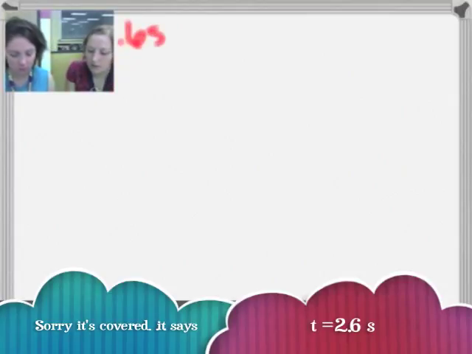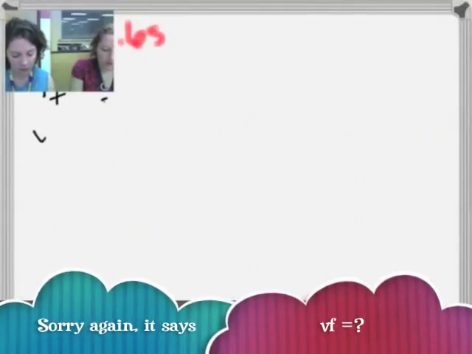And it's asking for final velocity. I don't know initial velocity. Well, he's free falling, which means at the very top, he has 0 meters per second. He's not moving at all. So we're going to put that in for our VI. Let's plug in VF with the question mark, and VI is going to be 0.